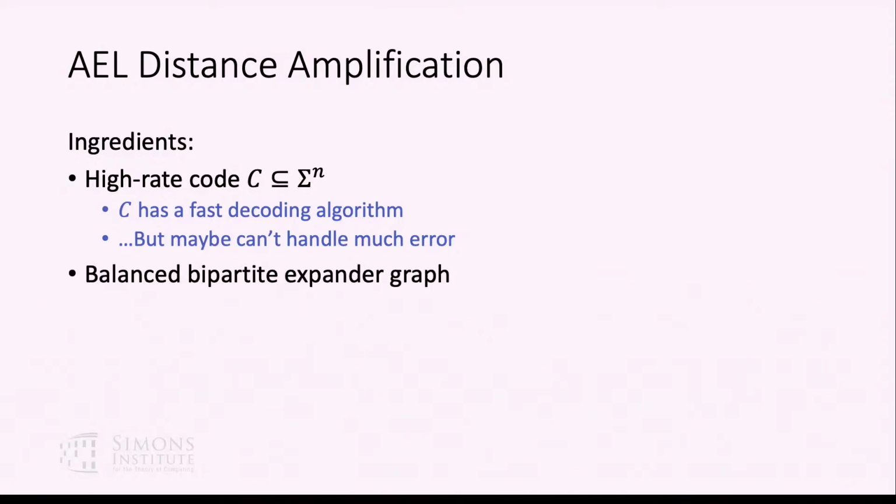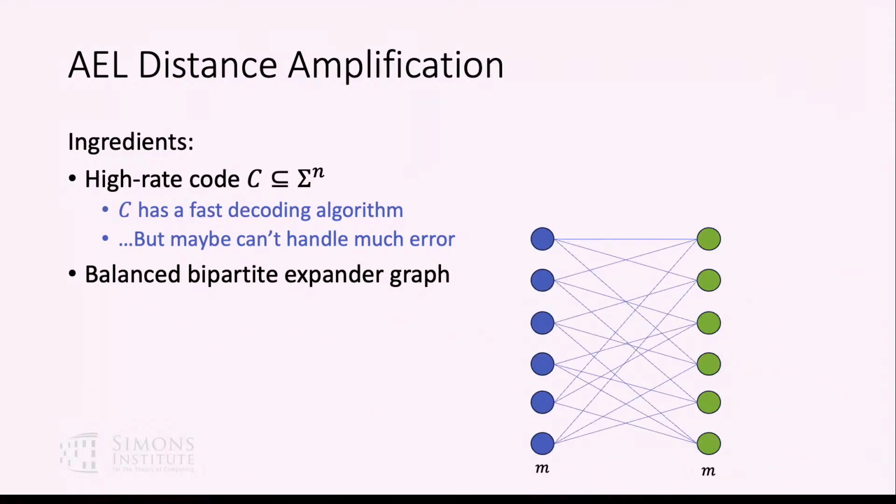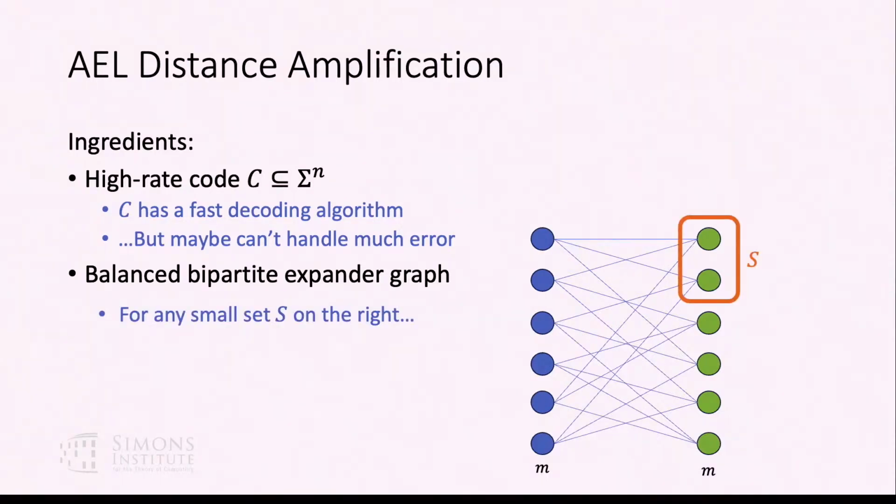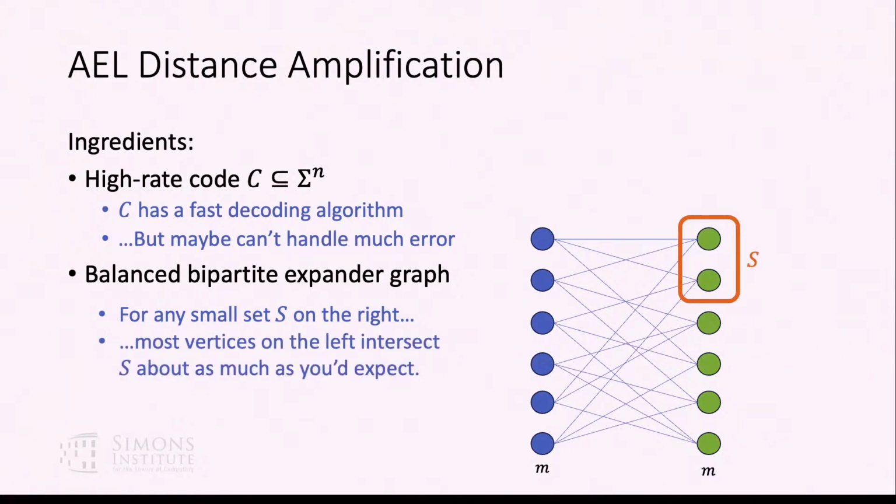Ingredient number two is a balanced bipartite expander graph. So it'll look like this. So what is this? It's a bipartite graph, and it has the following nice pseudo-randomness property, where if I look at any small enough set S on the right, like this one, and I look at the vertices on the left, and I ask how much do these vertices touch that set? Most vertices on the left should touch that set about as much as you would expect.